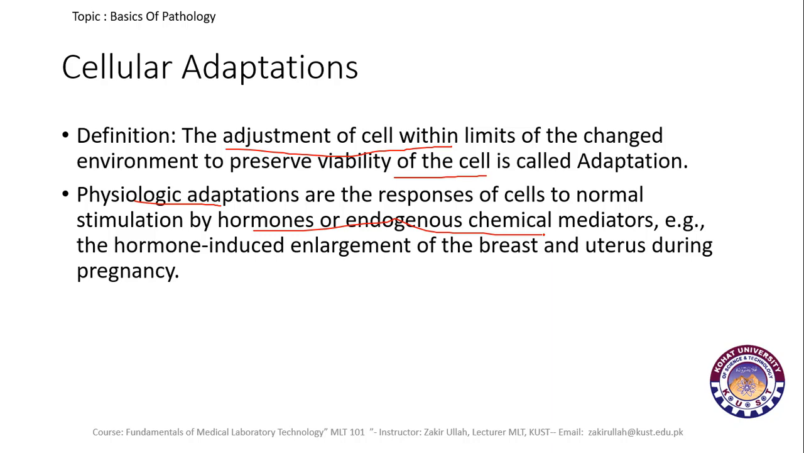That is the need of the body. For example, different types of hormones are released by the body at the age of puberty to induce the development of the breast, and also during pregnancy different hormones are released to enlarge the uterus, so that the fetus may be well developed and to prepare a good environment for the zygote. So this type of adaptation is called the physiologic adaptation.